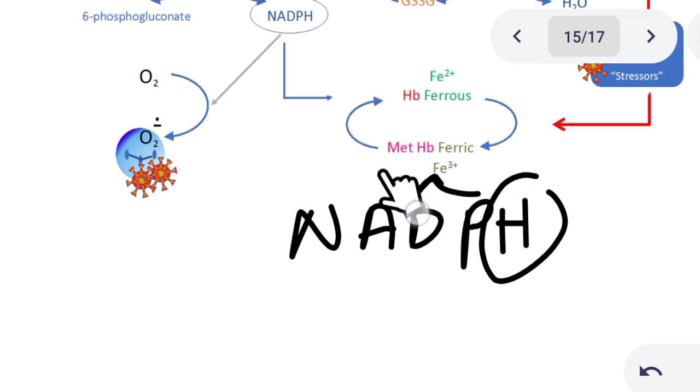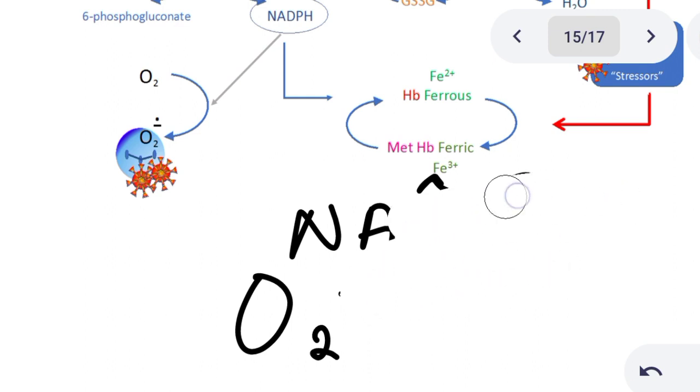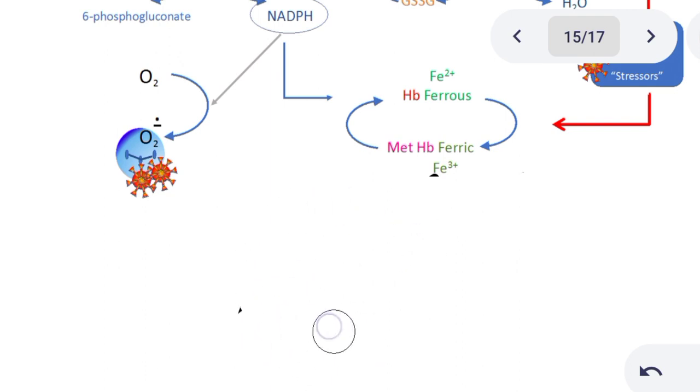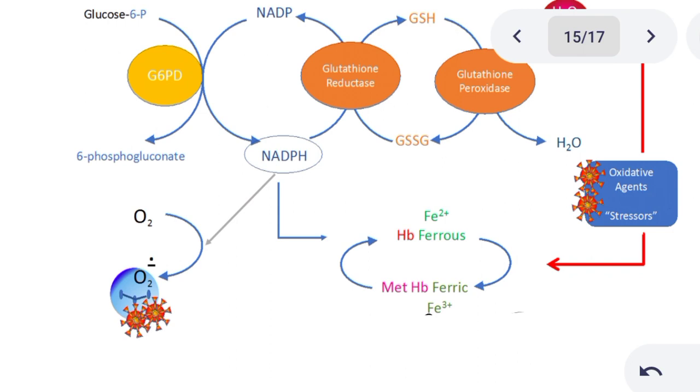So this cycle continues. As hemoglobin is working, it continues producing superoxides. These superoxides can damage the red blood cells, so they need to be neutralized by another mechanism. This mechanism also requires NADPH. So we can see that NADPH is important: it is important in converting methemoglobin back to hemoglobin, and also in neutralizing the superoxides, or reactive oxygen species, produced in hemoglobin autooxidation.